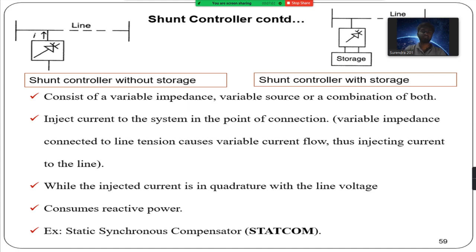These consist of a variable impedance, a variable source, or a combination of both, as I told earlier. And the injection of current to the system at the point of connection, while the injected current is in quadrature with the line voltage, consumes reactive power. Example: static synchronous compensator like STATCOM.